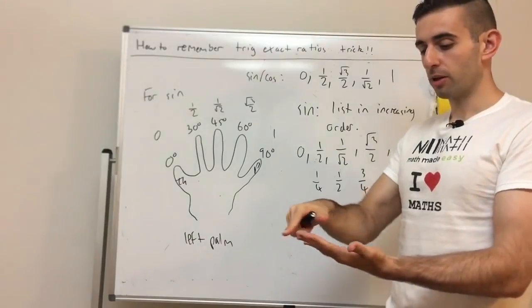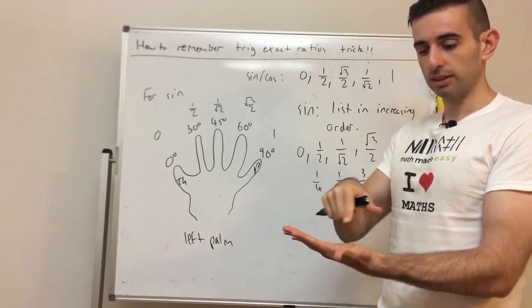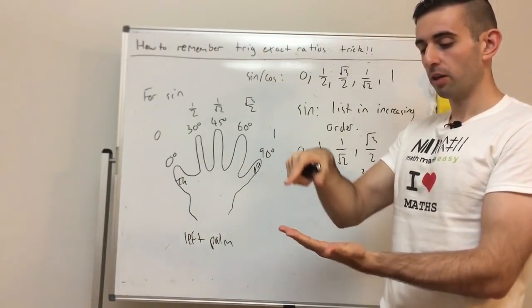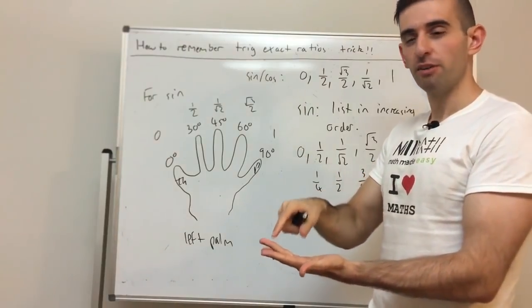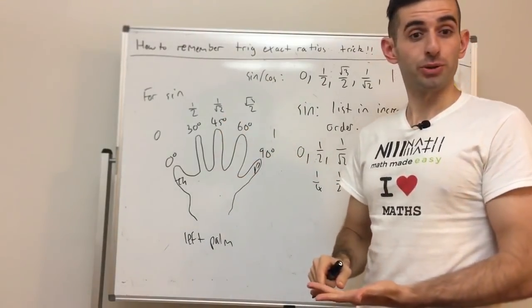So I go here, all right. In the middle, sine 45, what's the order? It goes 0, a half, 1 on root 2. There we go. Sine 45 is 1 on root 2.